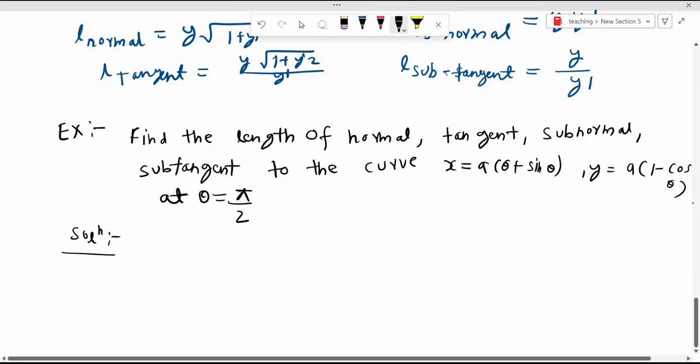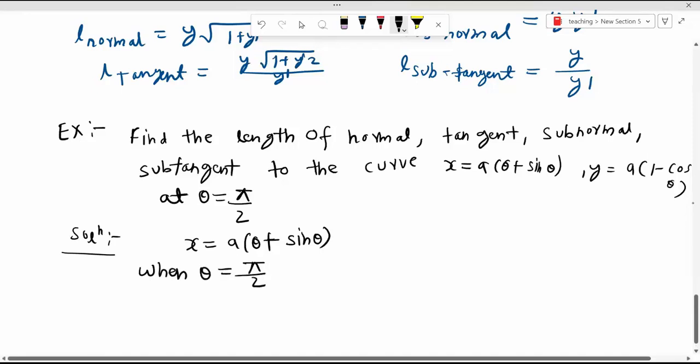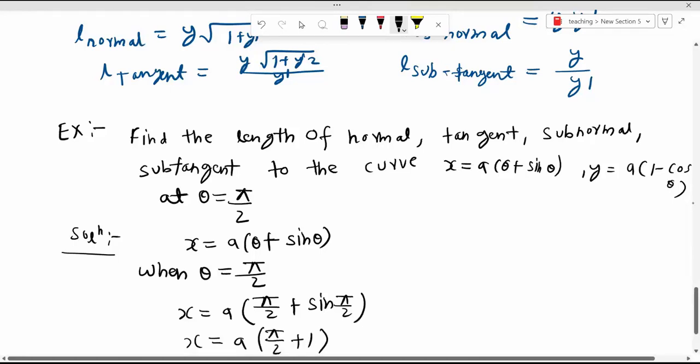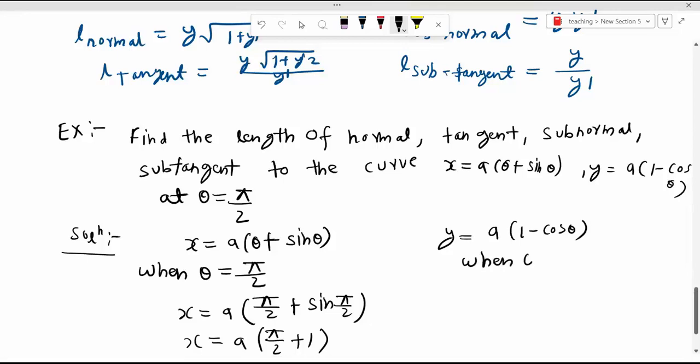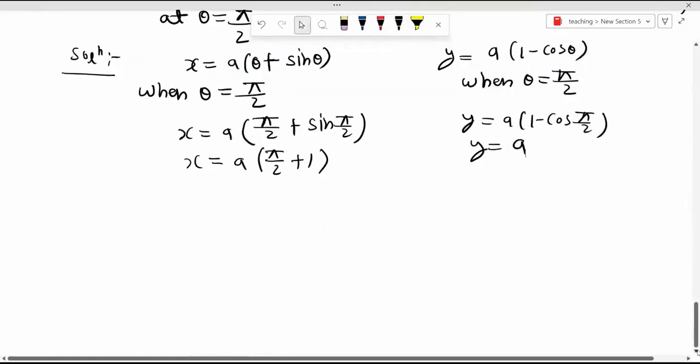So first we put this value to find x and y. x is equal to a(theta + sin theta). When theta is equal to pi by 2, on putting this value we get x = a(pi by 2 + sin pi by 2). Sine pi by 2 is equal to 1, so x = a(pi by 2 + 1). This is the value of x. Now we find the value of y. y = a(1 - cos theta). When theta is pi by 2, y = a(1 - cos pi by 2), which gives a, because cos pi by 2 is equal to 0. So y is equal to a. This is the value of x and y at theta is equal to pi by 2.